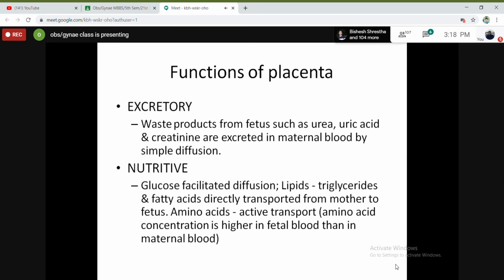Next one is excretory function. The waste products from the fetus like urea, uric acid, and creatinine are excreted into the maternal blood by simple diffusion. Another one is nutrition. Glucose gets diffused by facilitated diffusion. Lipids and triglycerides are directly transported from the mother to the fetus by passive transfer. Amino acid transport occurs by active transport.